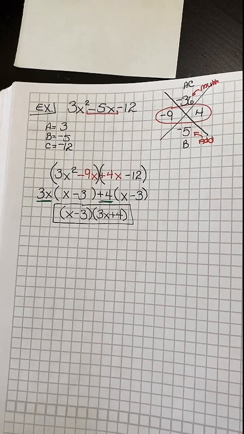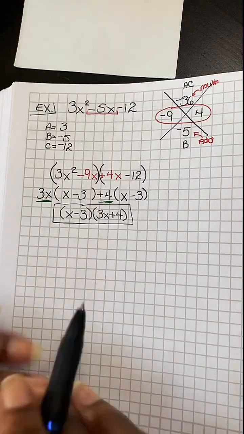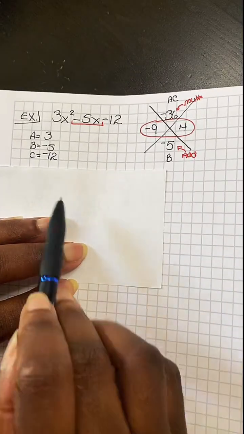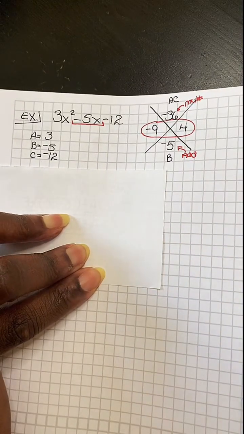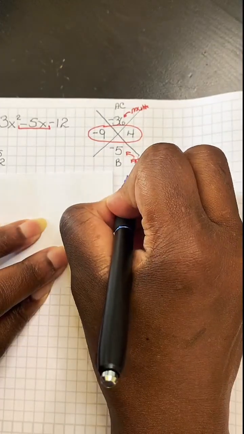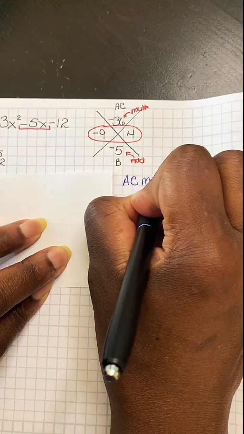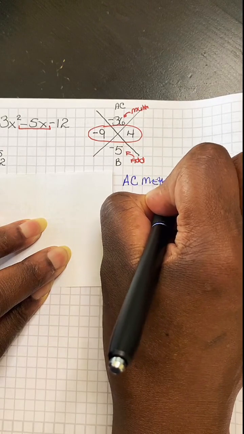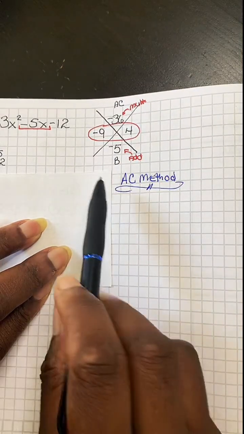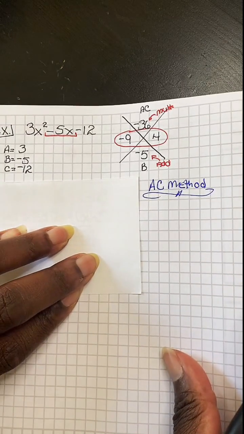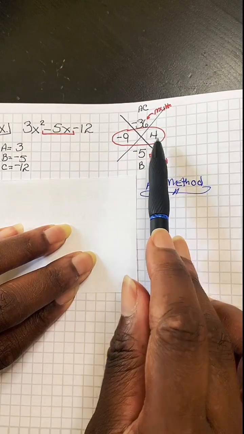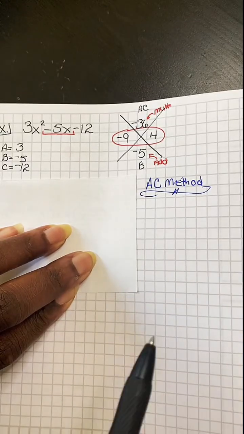Another way of doing it is called the AC method. Basically, covering this part up, this beginning piece is exactly the same. So I'm going to slide over and show you the AC method. And I didn't name it after myself, I swear to you. With the AC method, you're basically doing everything the same, finding your factors, but the next part is what's different.